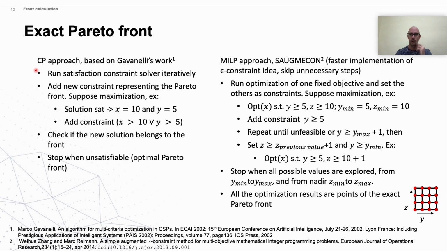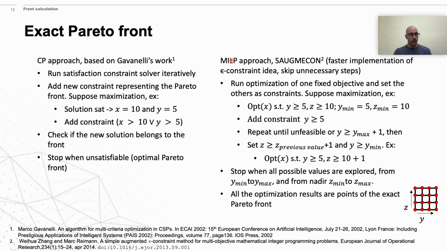For instance, imagine a problem where we aim to maximize two objectives, x and y, and we have in a solution x equal 10 and y equal 5. Then we add this constraint: x greater than 10 or y greater than 5. With this, we guarantee that in the next iteration, one of the two objectives is going to be better than in the previous one, the x or the y. After we get a solution for this satisfiability problem, we need to check if the solution belongs to the front or not. We continue doing this process until the model becomes unsatisfiable. When this happens, we can guarantee that all the points belonging to the exact Pareto front have been found.